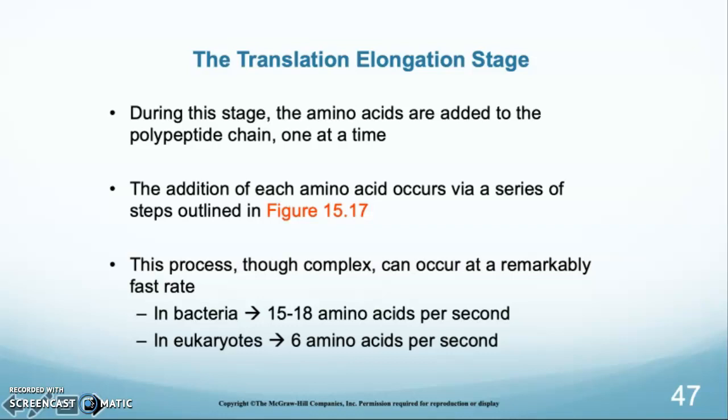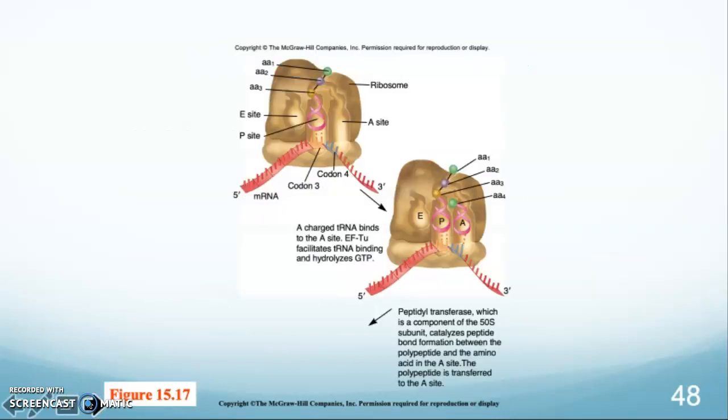Translation into the elongation stage. During this stage, the amino acids are added to the polypeptide chain one at a time, and we see that the addition of each of these amino acids will occur through a series of steps, and these are outlined in 15.17, which I will be getting to in just a second. This process is complex, but actually happens quite quickly. In bacteria, it's 15 to 18 amino acids per second, and in eukaryotes, it's 6 amino acids per second, so quite quick. I think I'm going to pause here.